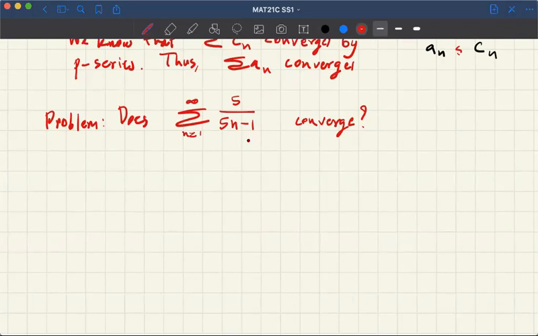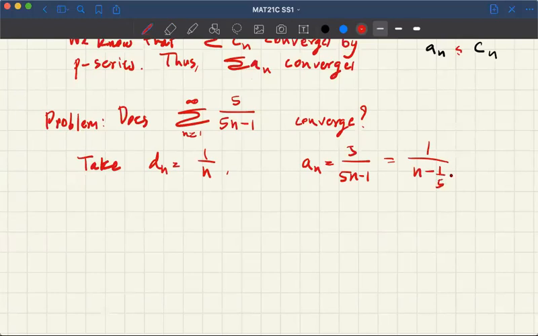Okay. It looked like you're trying to say that it's kind of similar to 1/n, because you said 5/5n. Yeah, that's actually correct. It diverges. And the way I'm going to do it is I take dn to be 1/n. Then I notice that an equals 5/(5n minus 1), which is equal to 1/(n minus 1/5), dividing both top and bottom by 5. This is certainly greater than 1/n, right? Because 1 over something smaller is going to be greater than the other one.